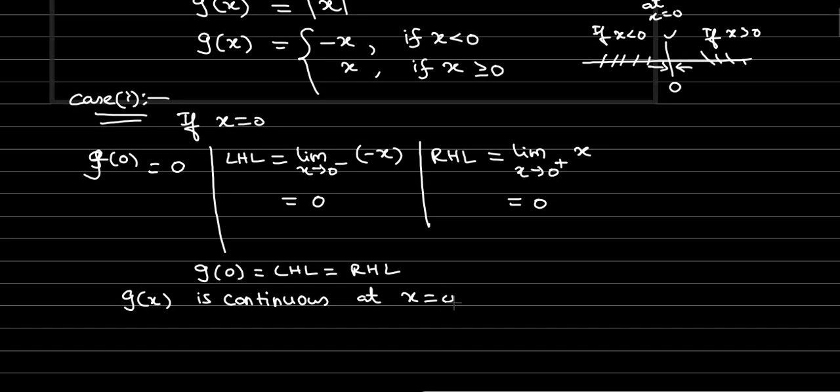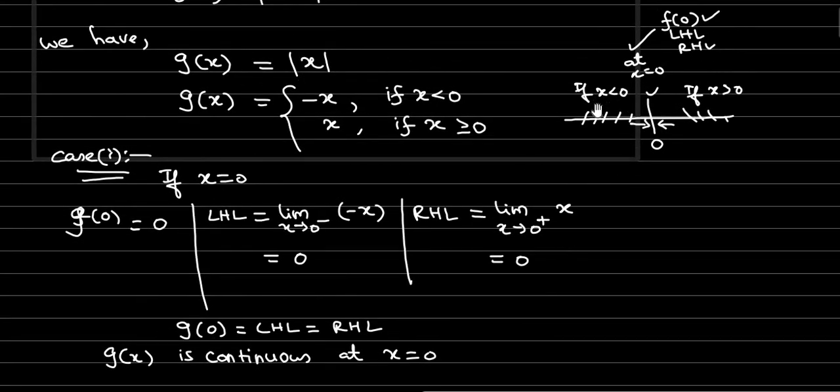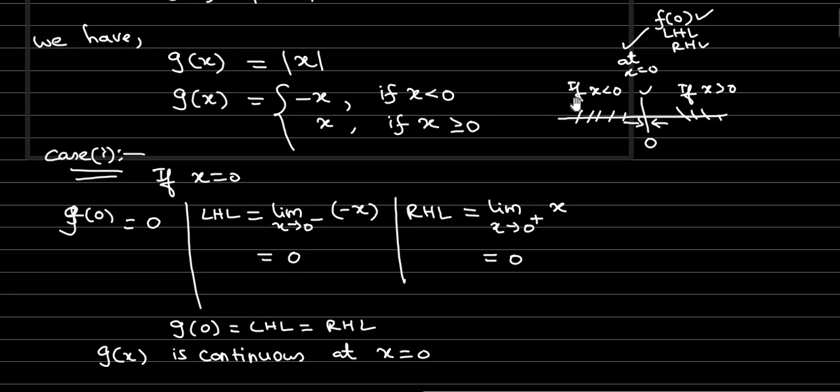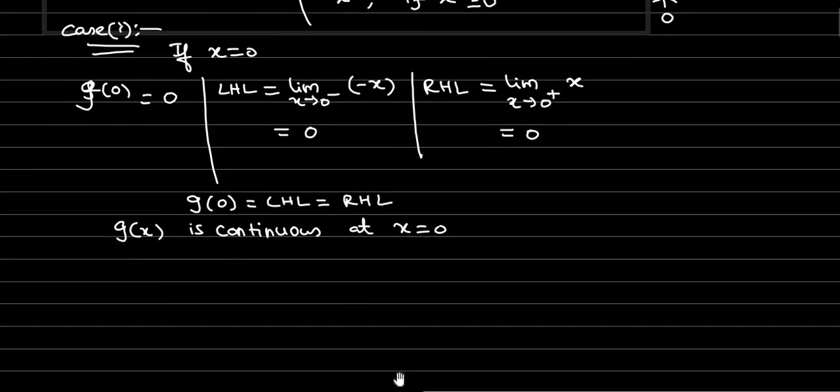Next we need to prove g(x) is continuous in this interval and in this interval. Now let me take x less than 0 as case 2.